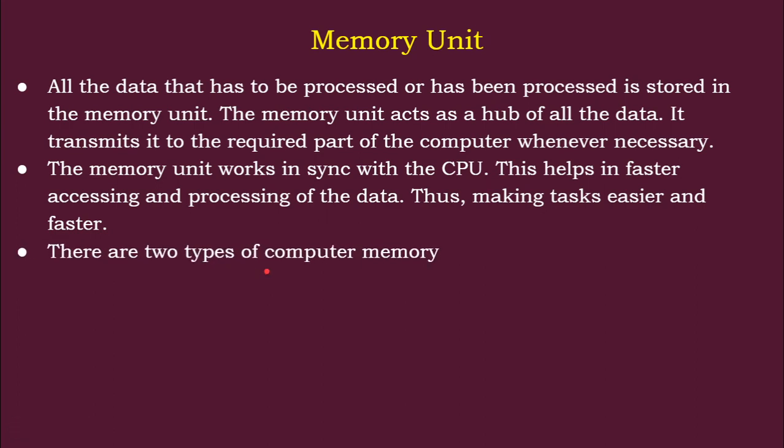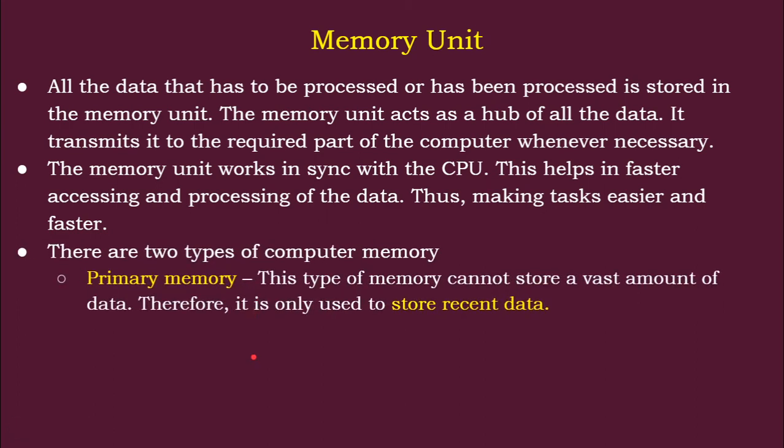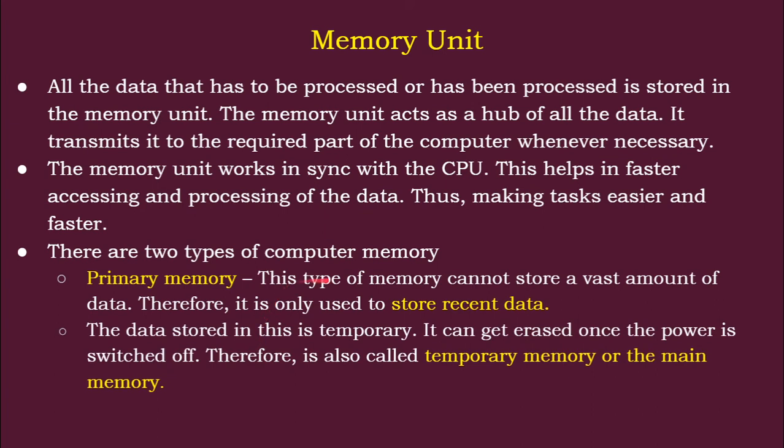There are two types of computer memory. Primary memory. This type of memory cannot store a vast amount of data. Therefore, it is only used to store the recent data. The data stored in this is temporary. It can get erased once the power is switched off. Therefore, it is called temporary memory or main memory.